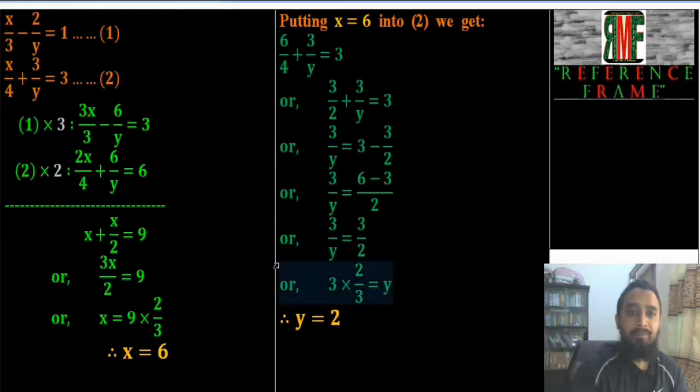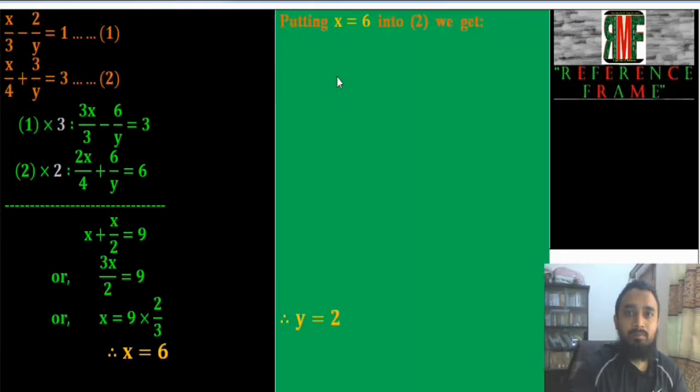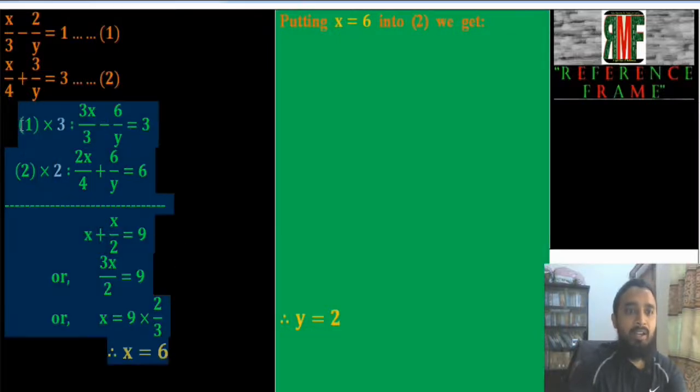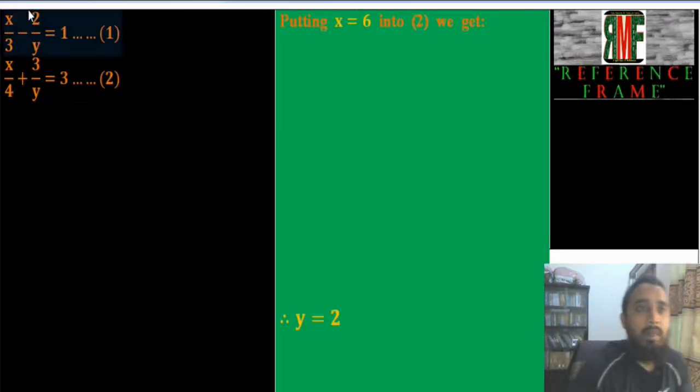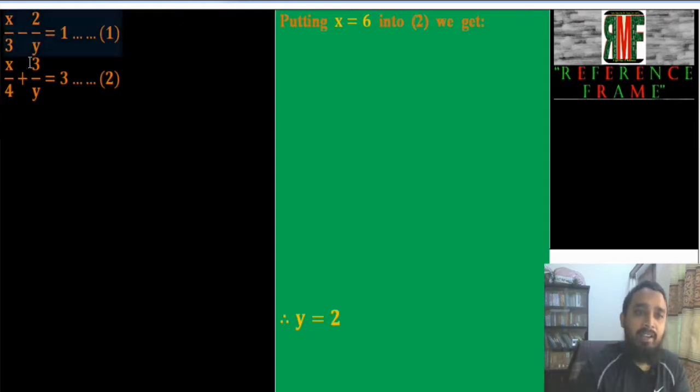Okay, again this time we're dealing with another equation. So look here. This time our equation is x/3 minus 2/y equals 1, and x/4 plus 3/y equals 3. Look here, again we are aiming to eliminate y, because here it has a different sign, minus here, plus here.